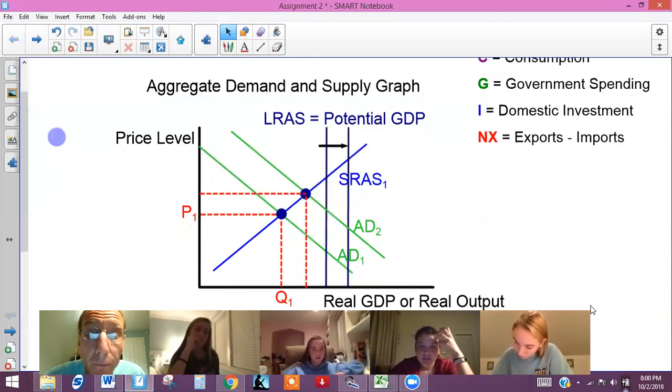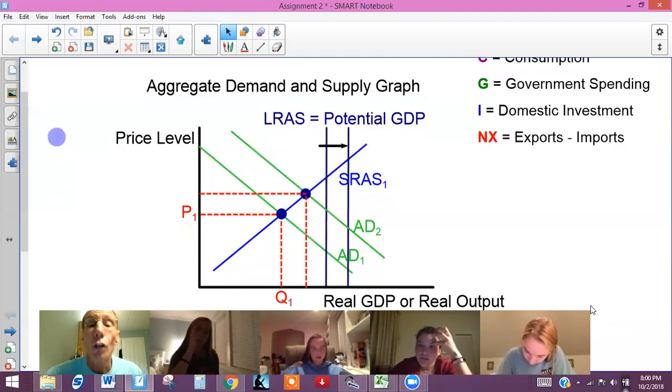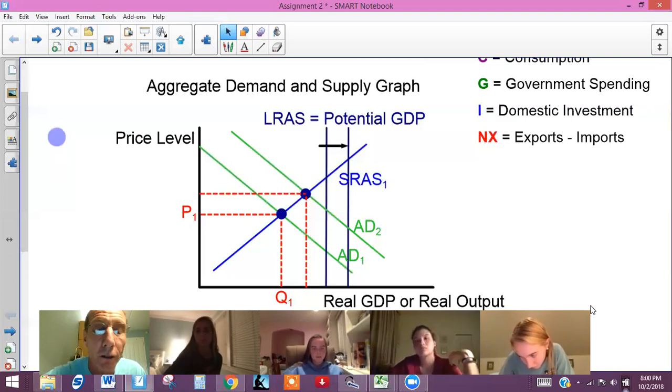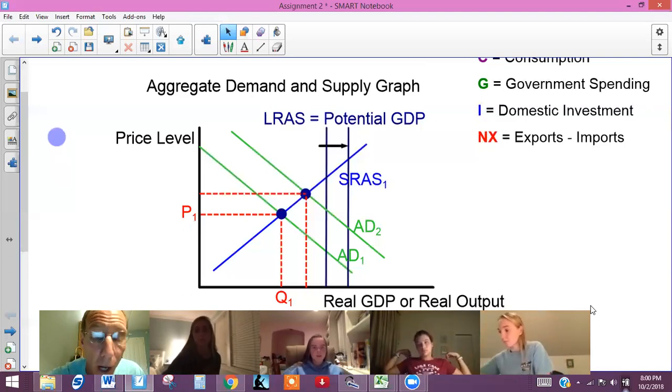Is there a way to show the imports and exports on the graph, or do we not have to do that? There is a graph for imports and exports, but it's a different graph, and we haven't got to that yet. So you don't need to show that, okay? You just need to explain. The thing about macroeconomics is there's a lot of graphs.